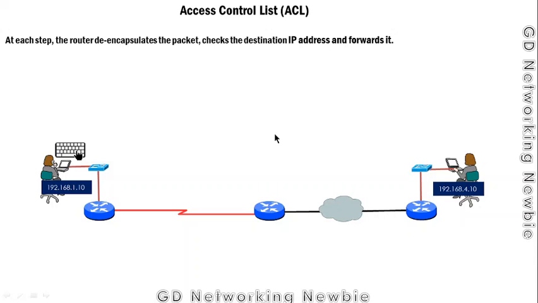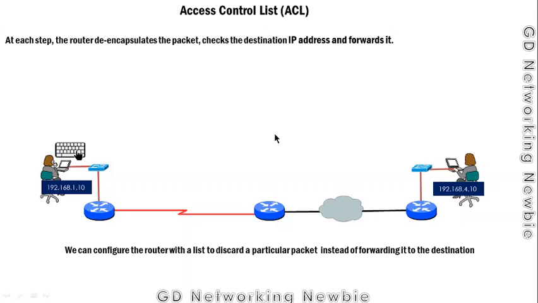Now, we can assign one more job, one additional job, to this router. We can configure these routers with a list of instructions. On the basis of that list, we can ask the router to discard packets from some particular node or some particular computer. For example, in this case, we can ask this router that as soon as you receive a packet from this host, then maybe deny it or maybe allow it. In this way, we can configure a list there.